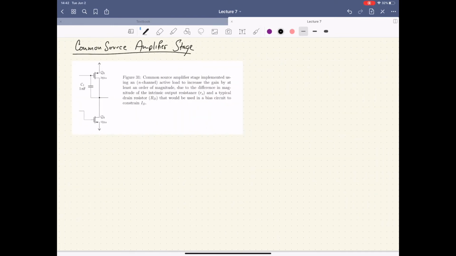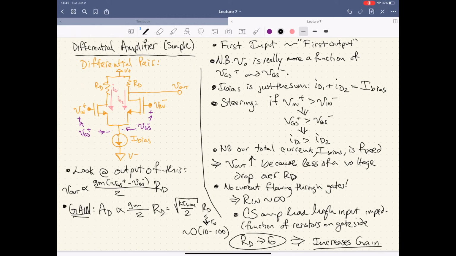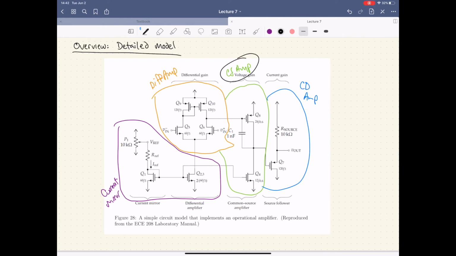All right, the common source amplifier stage. So this is where things get really cool. V out. Recall our V out is coming from over here. And coming in.